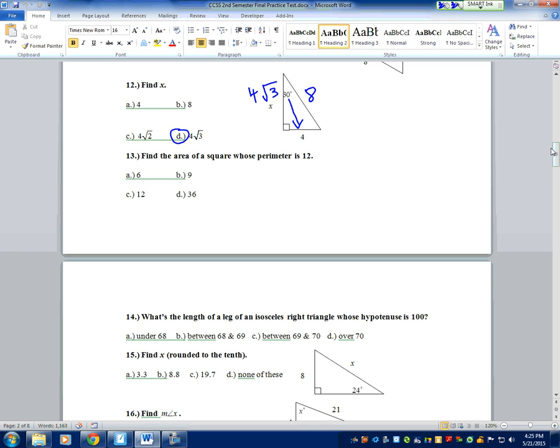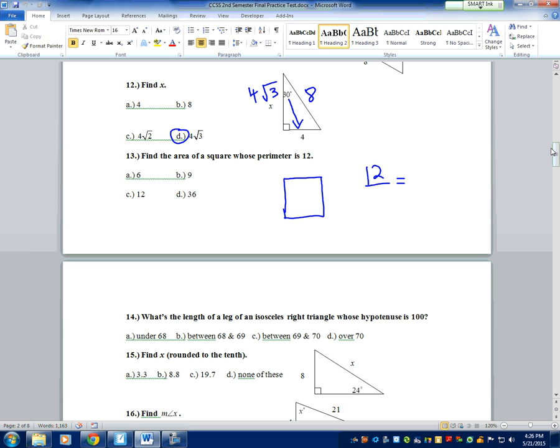13 says find the area of a square whose perimeter is 12. If the square has a perimeter of 12, and a square means all side lengths are the same, there are 4 side lengths, so we take the perimeter 12 and divide by 4. Oh, I didn't divide by 4. So that means the side length is 3.